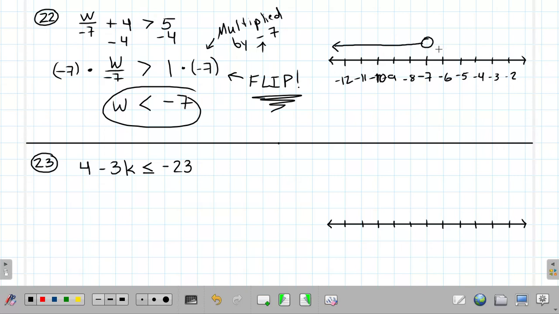If it's not, we could have picked a number over here. So a big one, a nice one, is 0. 0 is to the right. Well, in this case, we would get 0 divided by -7, which is 0. 0 plus 4, which is 4. 4 is not equal to 5 or greater than 5. So that's why the arrow doesn't go to the right.